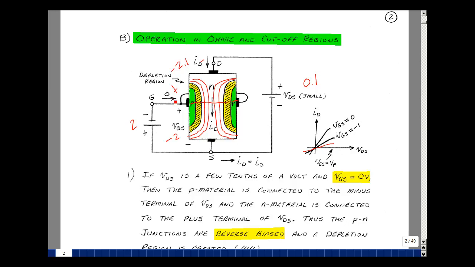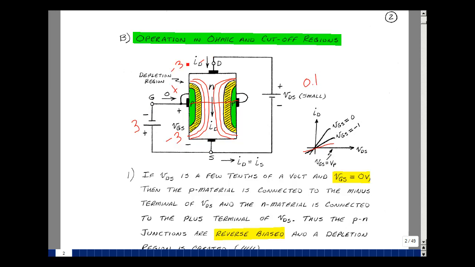The gate to source and the gate to drain are actually greater than the pinch-off voltage. Pinch-off voltage in our example on the previous page was minus 3 volts. What would happen if we were to make this voltage minus 3 volts? Make this a plus 3 volts here. This would now become a minus 3 minus a plus 0.1, so minus 3.1.